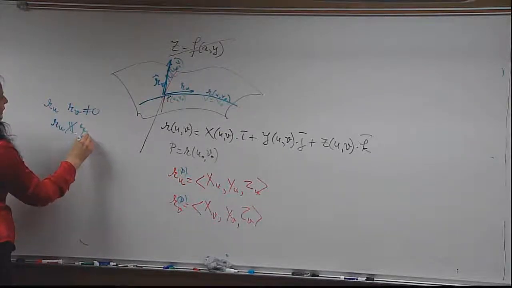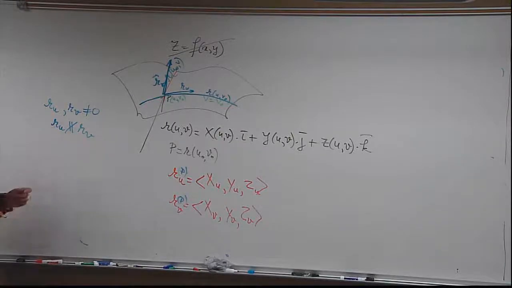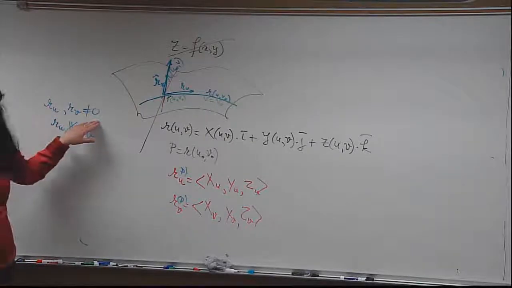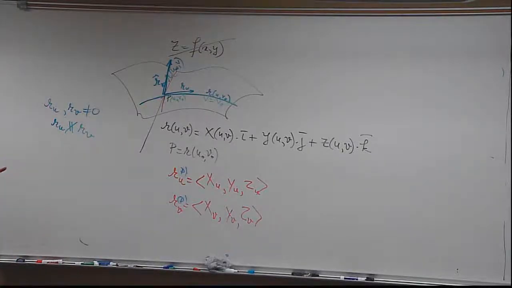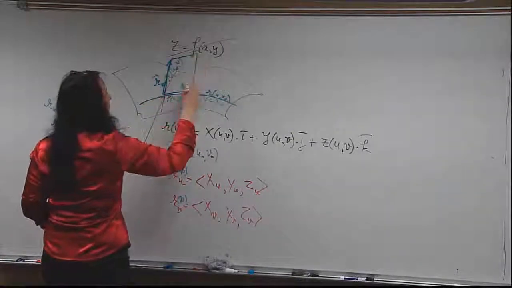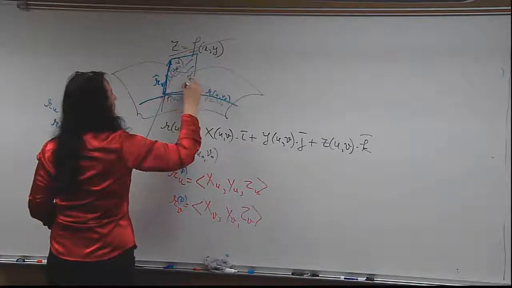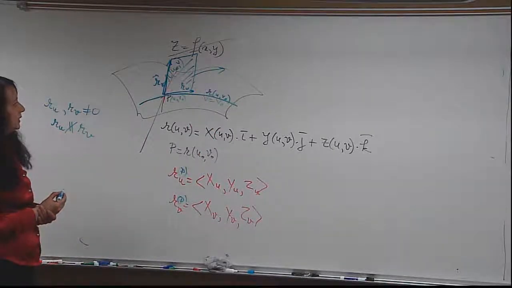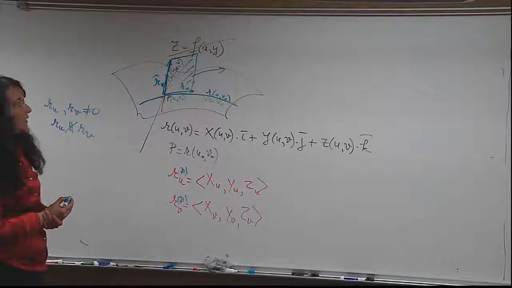How do I write that? They are not parallel. So guys, what does it mean? It means, we talked about this before, the velocities cannot be zero. And R sub u, R sub v cannot be parallel, because if they are parallel, there is no area element. There is no tangent plane between them. What they form is the area element. So what do you think the area element will look like? It's a magic thing.